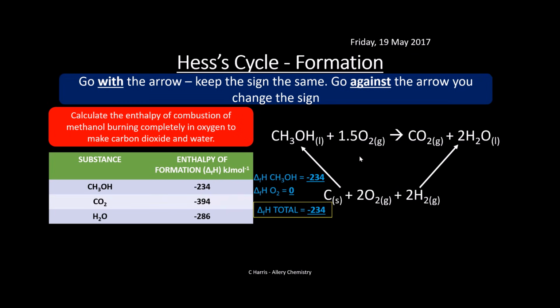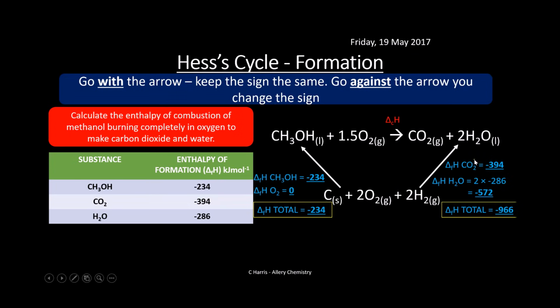And on this side, we're going to work out the formation of carbon dioxide first. We're forming 1 mole of carbon dioxide, so that's just minus 394. We're forming 2 moles of water, so we have to do 2 times minus 286, because that's the enthalpy change of formation of water, and that's minus 572. If we add these up, we should get a total of minus 966 on that side.